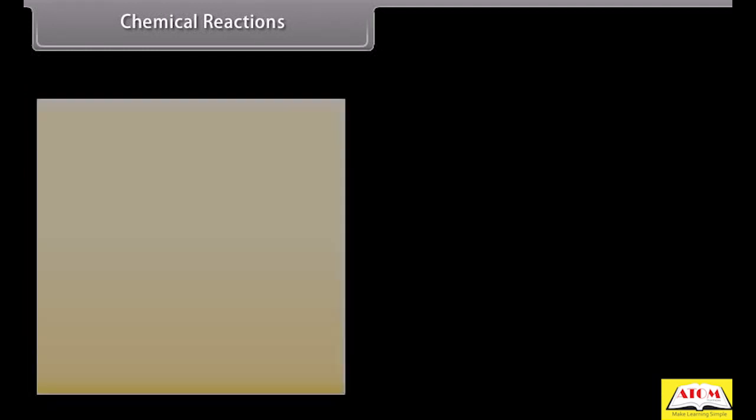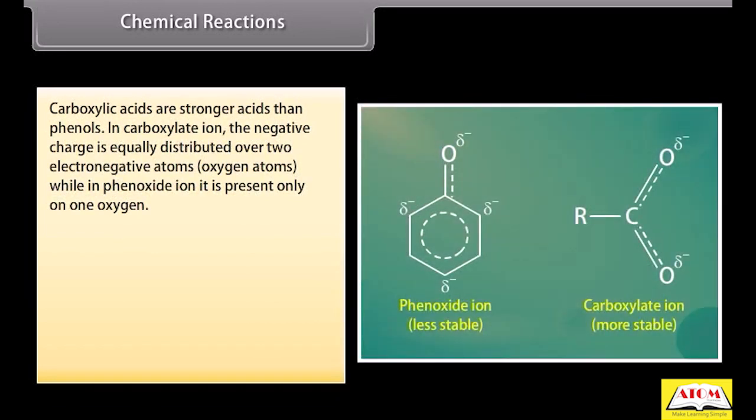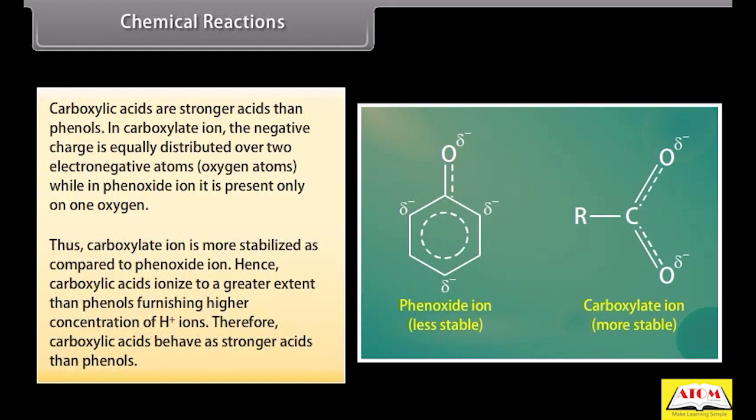Chemical reactions. Carboxylic acids are stronger acids than phenols. In the carboxylate ion, the negative charge is equally distributed over two electronegative oxygen atoms, while in the phenoxide ion it is present only on one oxygen. Thus, the carboxylate ion is more stabilized as compared to the phenoxide ion. Hence, carboxylic acids ionize to a greater extent than phenols, furnishing a higher concentration of hydrogen ions. Therefore, carboxylic acids behave as stronger acids than phenols.